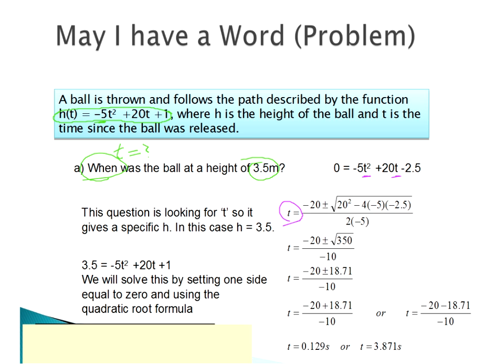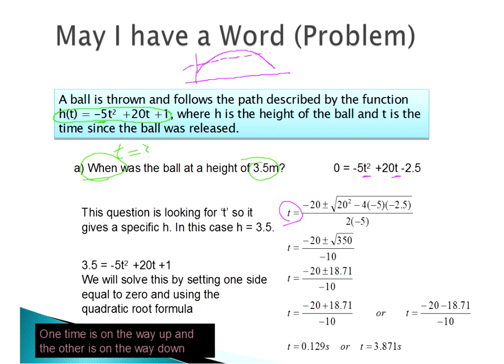These answers both make sense, right? I have this ball being thrown like this. When does it reach a height of 3.5 meters? On the way up, and on the way down, it could be at a height of 3.5 meters. So the shortest time is on the way up, and the other one is on the way down.